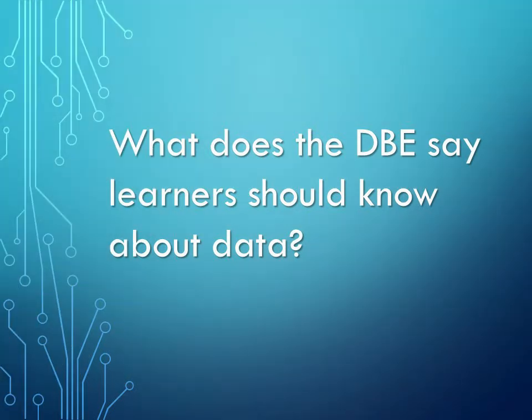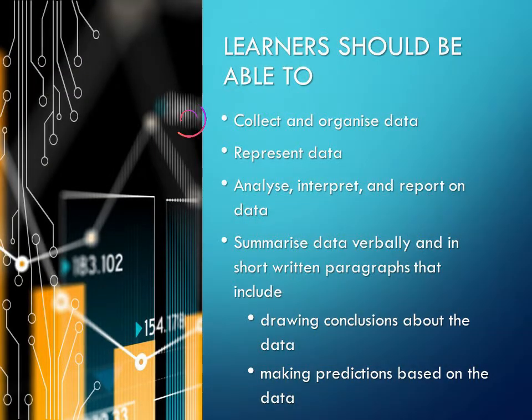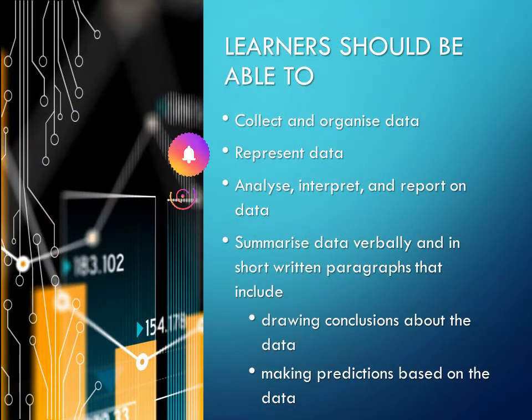What does the DBE say learners should know about data? Learners should be able to collect and organize data, represent data, analyze, interpret, and report on data, summarize data verbally and in short written paragraphs that include drawing conclusions about the data and making predictions based on the data.